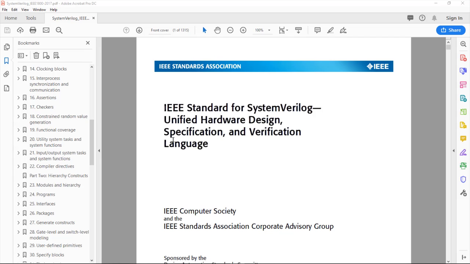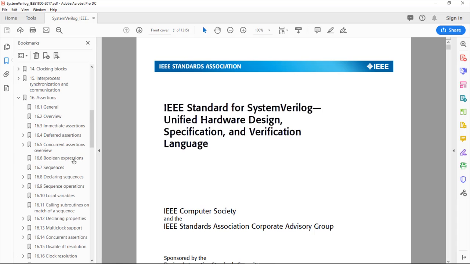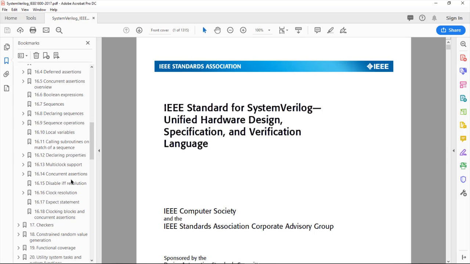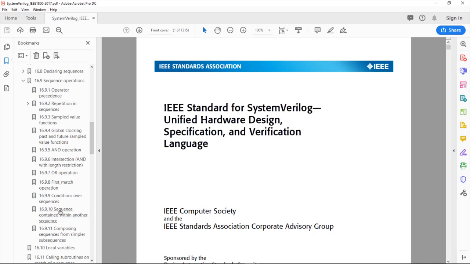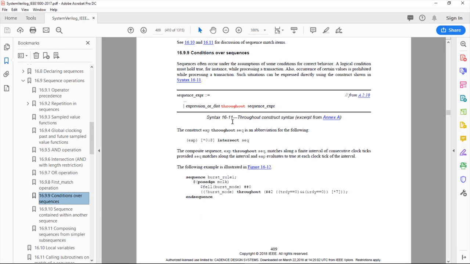So here we're looking at the IEEE standard for SystemVerilog, IEEE 1800. We go to the assertions section, that's chapter 16. This is the 2017 version, the latest at the time of making this video. And we go and look at sequence operations, because that's what we're talking about here, the sequence throughout operator, and conditions over sequences. And here's its definition.